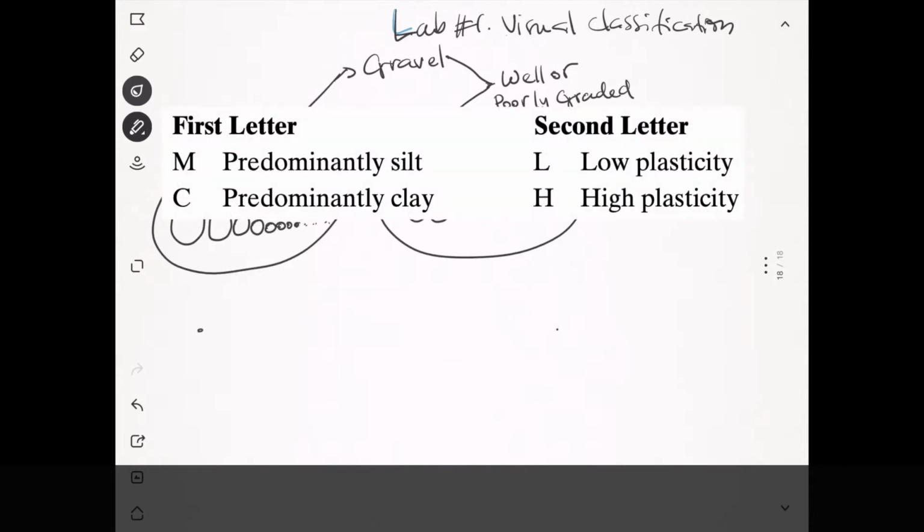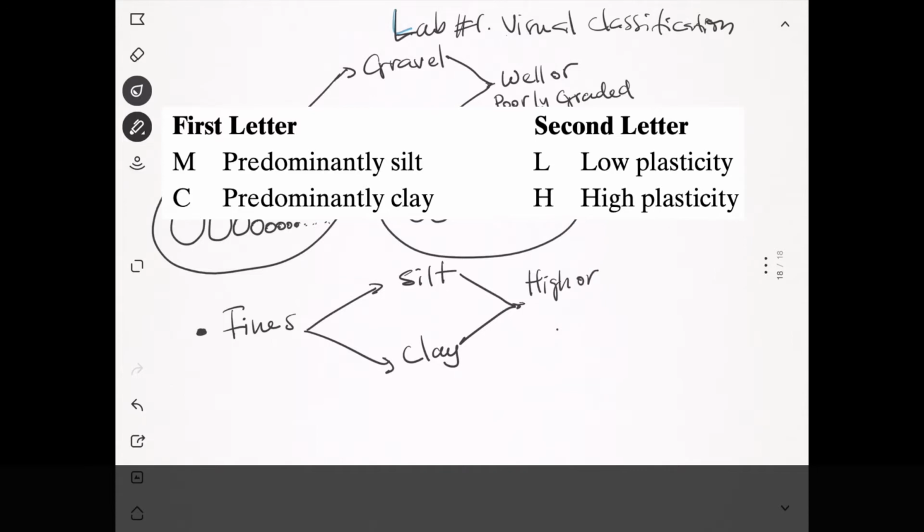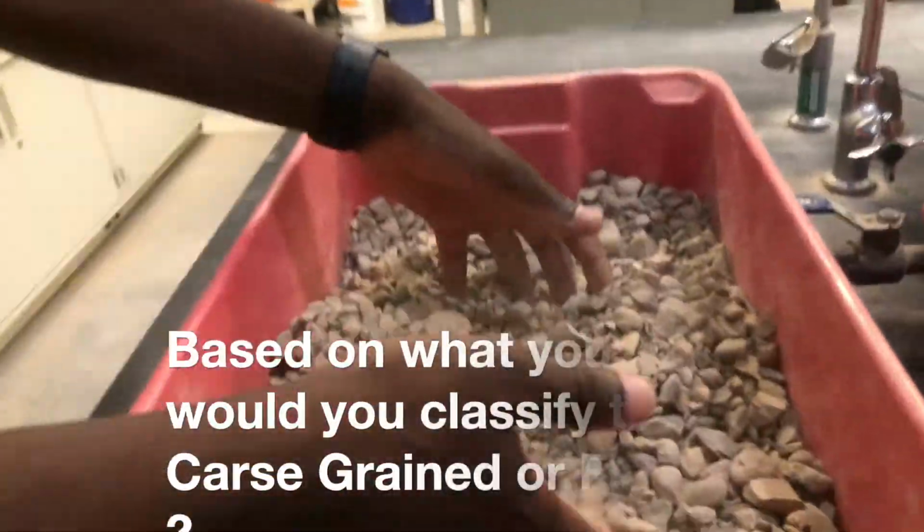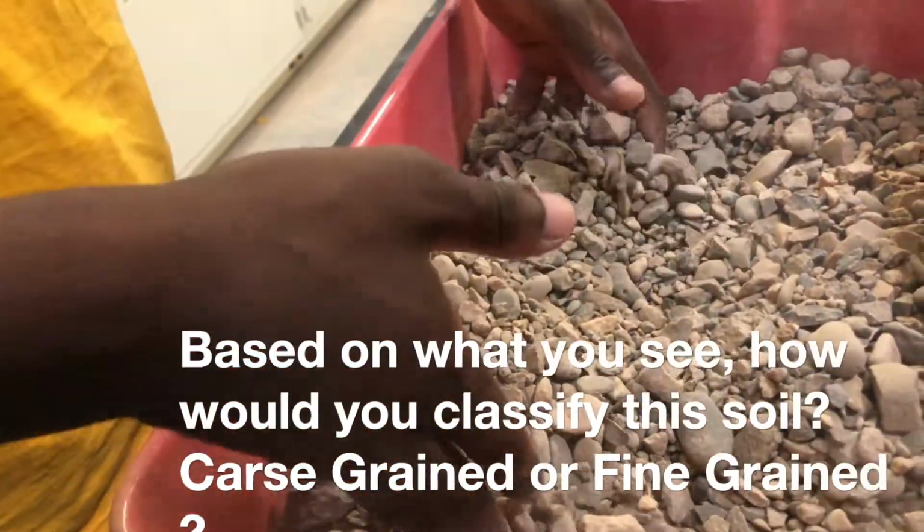And then the other group of soils is the fines. When it comes to fines, we have two main groups: the silt and the clay. And these two can be classified as high or low plasticity, right? High or low plasticity.